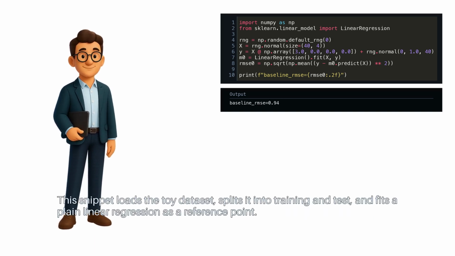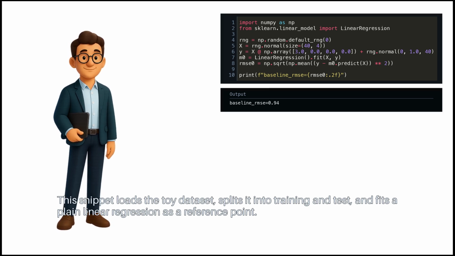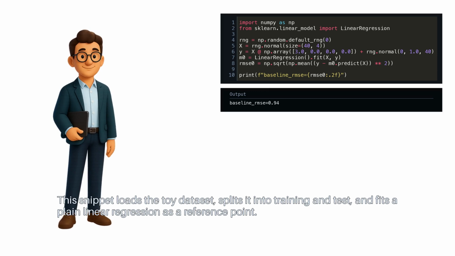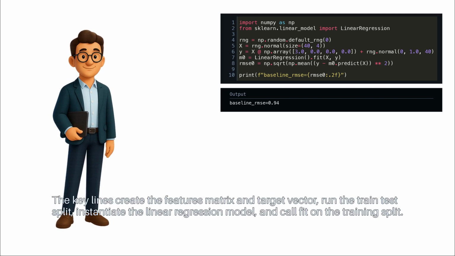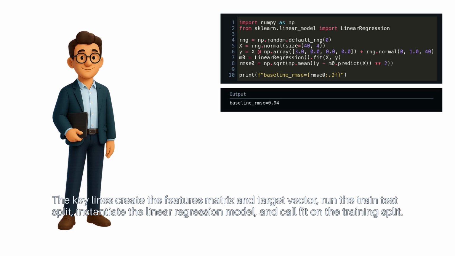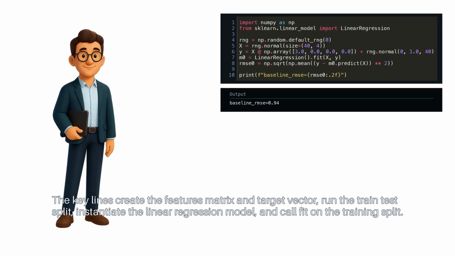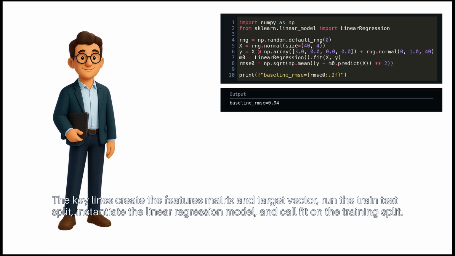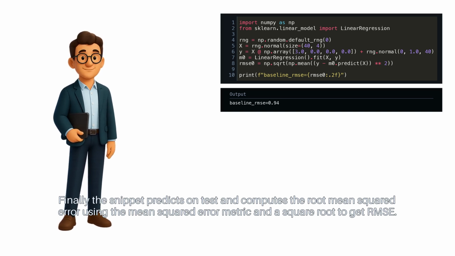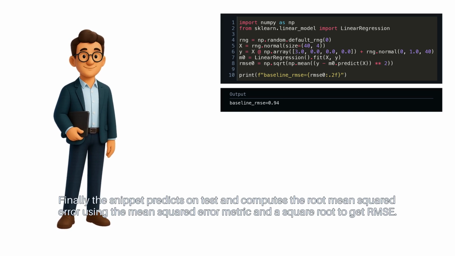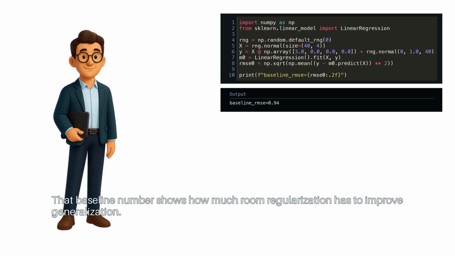This snippet loads the toy dataset, splits it into training and test, and fits a plain linear regression as a reference point. The core idea is to measure how well ordinary least squares predicts without any penalty. The key lines create the features matrix and target vector, run the train test split, instantiate the linear regression model, and call fit on the training split. Finally, the snippet predicts on test and computes the root mean squared error, using the mean squared error metric and a square root to get RMSE. That baseline number shows how much room regularization has to improve generalization.